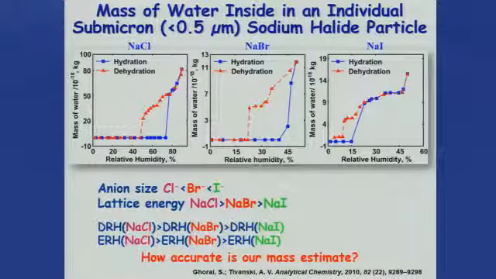So let's take a look at a couple of very simple examples that illustrate that it works. And so this is what we did for a series of sodium chloride, bromide, and iodide. And as you can see, we can very nicely follow hydration and dehydration. Hydration in blue, dehydration in red. We can see very nice shifts in the deliquescence and efflorescence as we change the halide series. So this is nothing really new.